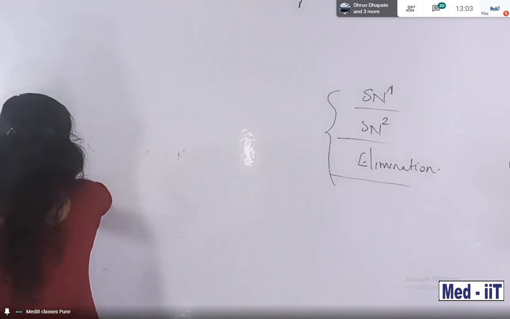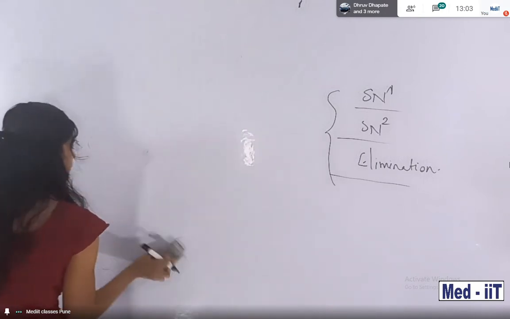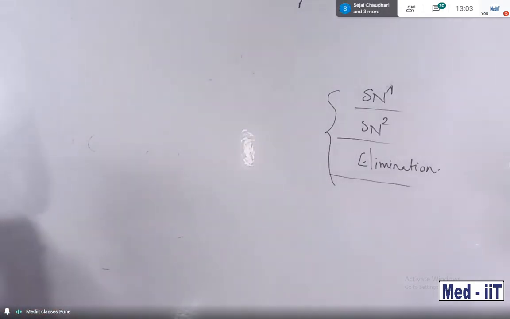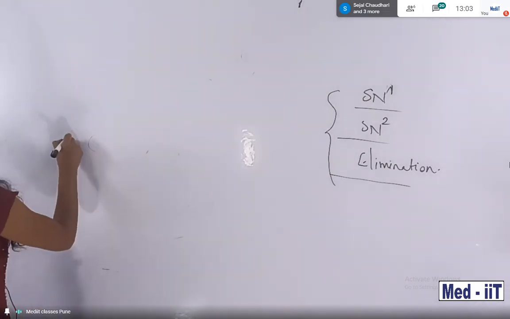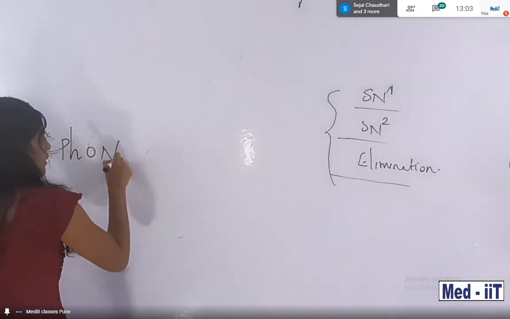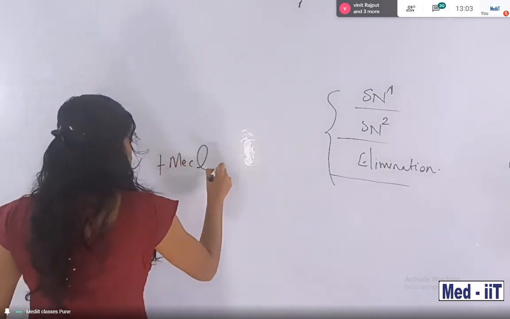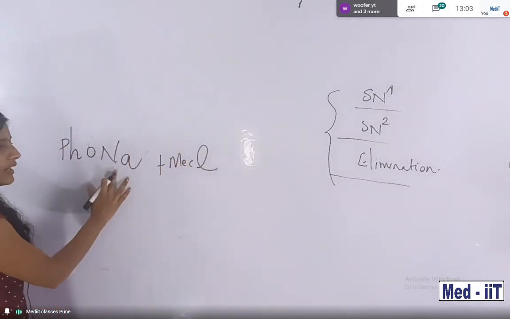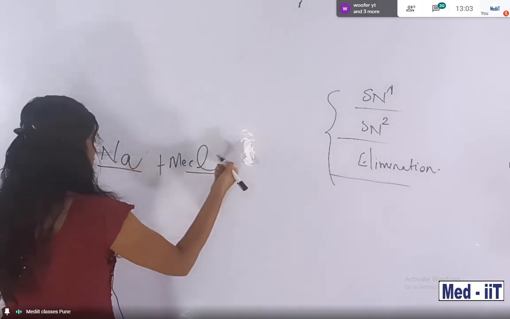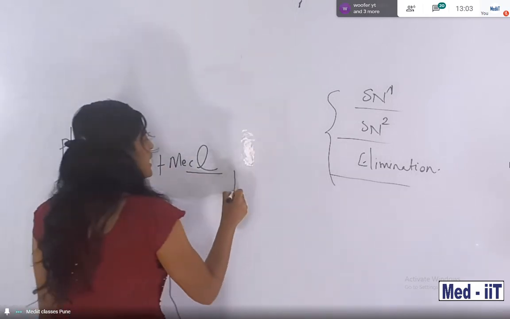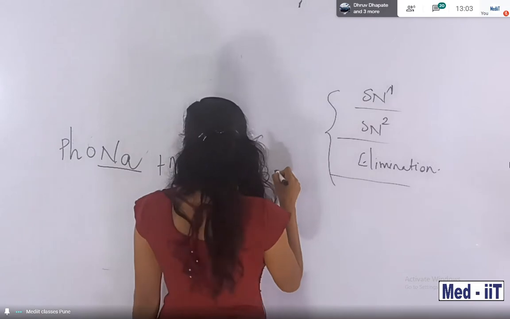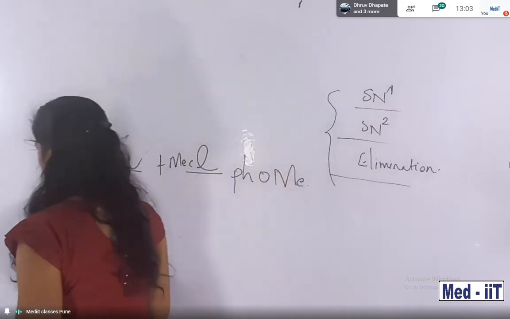Next question. That is phenoxide, PhONa, reacted with MeCl. Easy enough. Sodium chloride is removed, sodium is removed, chlorine is removed, and in place of that, PhOMe. This is the answer, PhOMe.